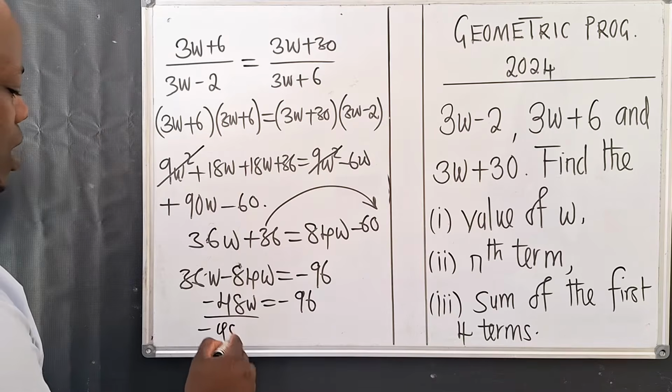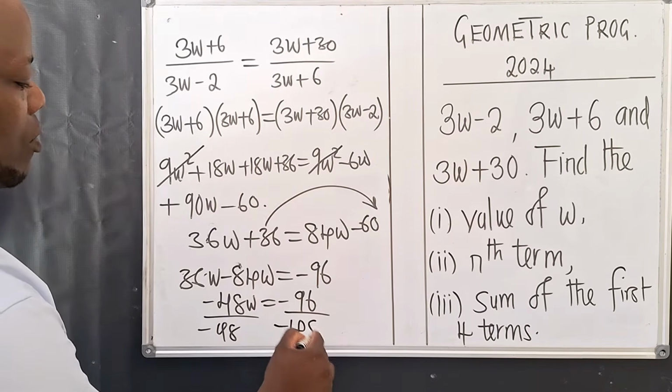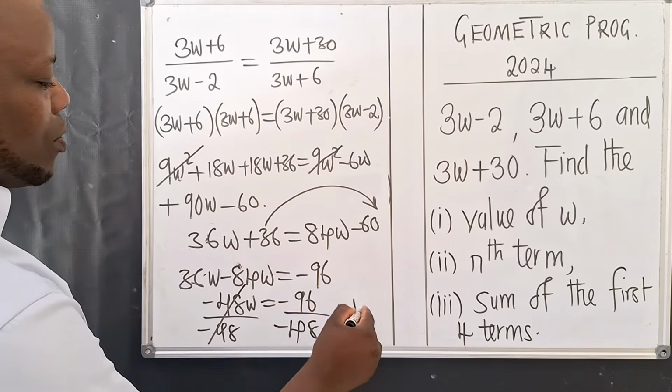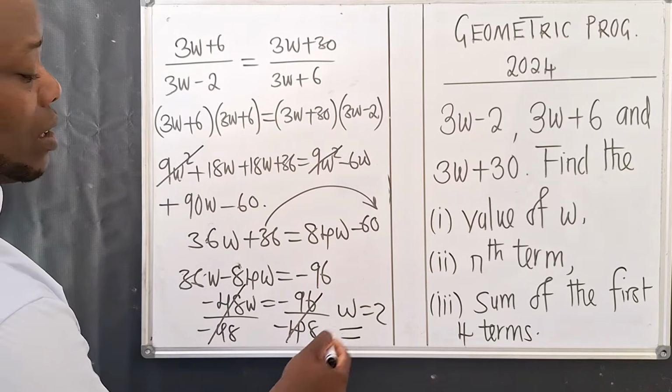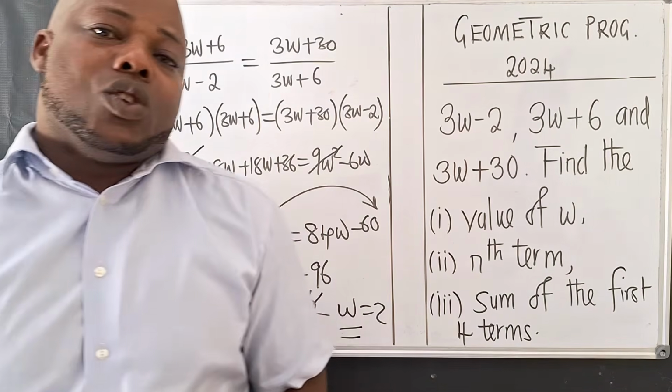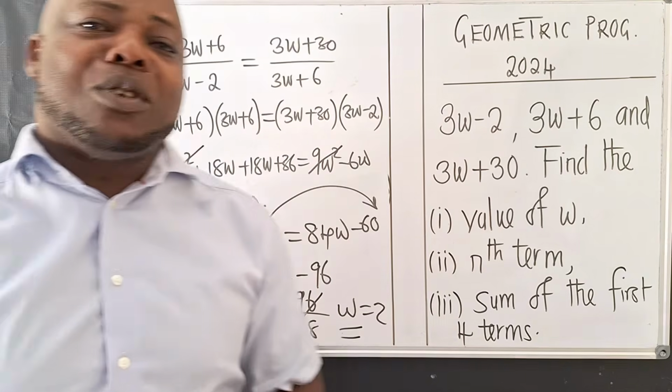Divide by minus 48, minus 48. These two go, and the value of w will be equal to 2. When we divide like that, it will give us 2. So that's how you find the value of w.